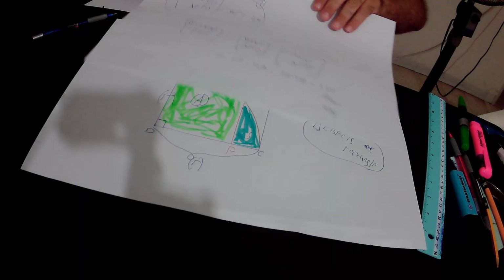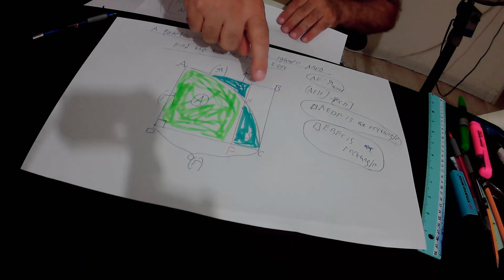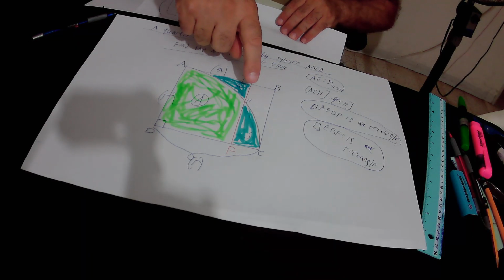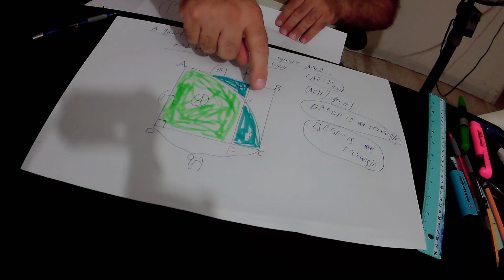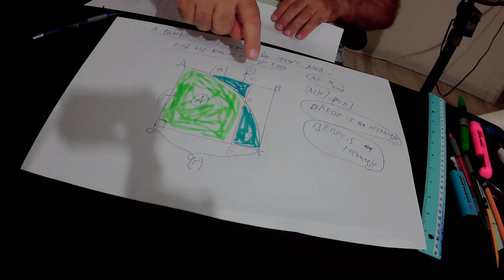So in total, we found out that the area of this small rectangle EBFC is equal to 16 minus 4 pi square units. In terms of numbers, the area of this small rectangle EBFC is equal to 3.43 square units.